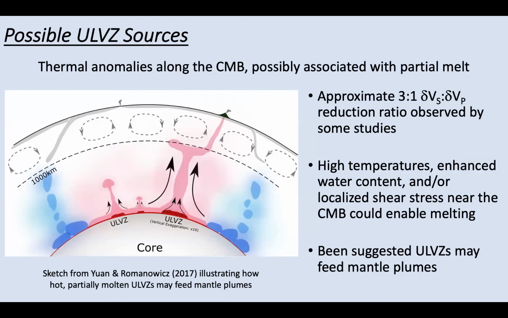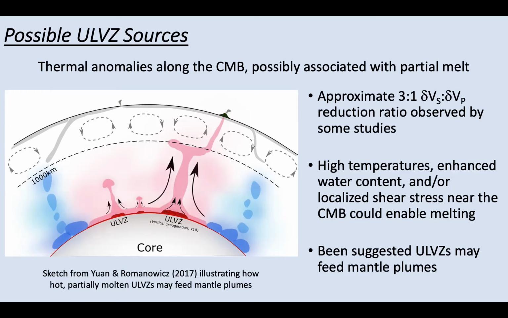So there's been a number of different source mechanisms suggested to explain what ULVZs might be associated with. One possible explanation is that ULVZs are associated with thermal anomalies along the core mantle boundary, possibly associated with some degree of partial melt. And this interpretation has come about because a number of studies have reported an approximate 3-to-1 VS to VP reduction ratio, which again is pretty consistent with some degree of partial melting in the lowermost mantle.